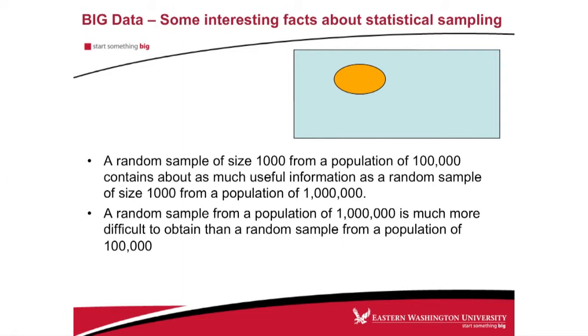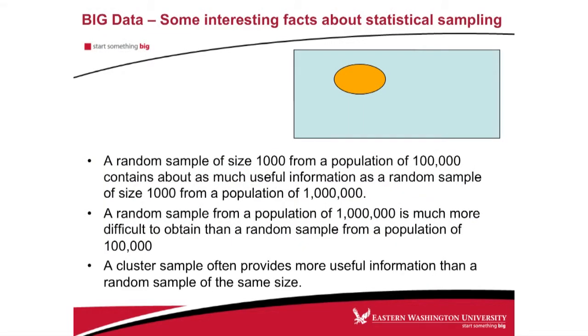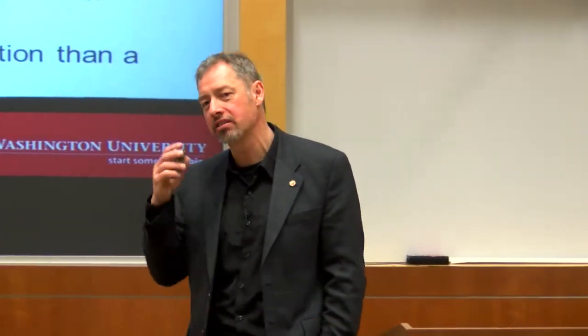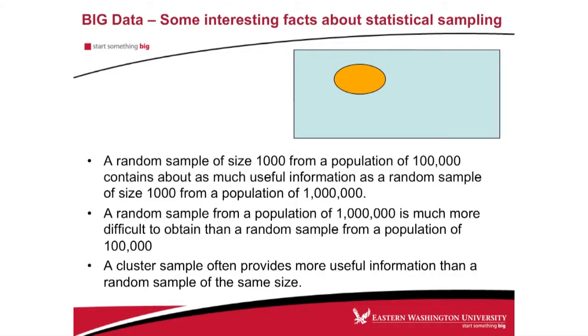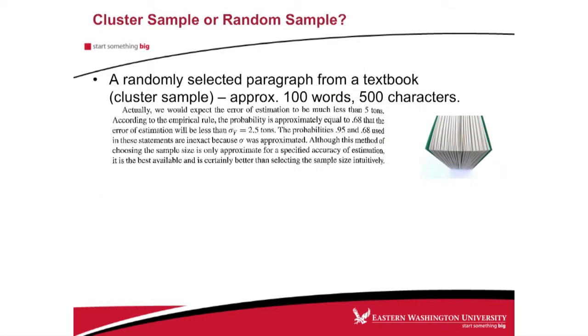However, sampling from a haystack of 1 million observations is much more complicated than sampling from a population of 100,000. So there are issues with trying to keep the size of the haystack down. We often talk about random samples. When you read in elementary statistics books, they say that's the best way to sample. No, that's not necessarily true. Cluster samples often give us more useful information than a random sample of that size, especially when it comes to data mining. So here's an example.